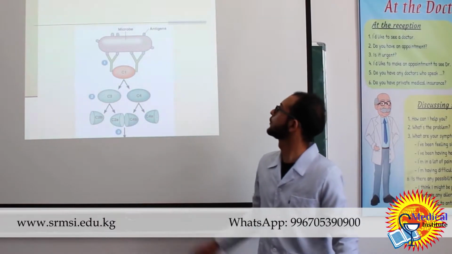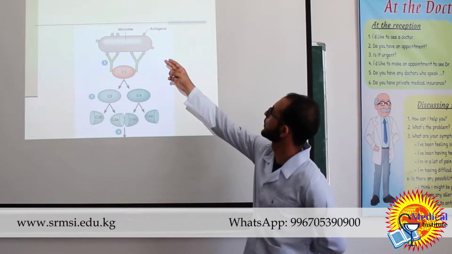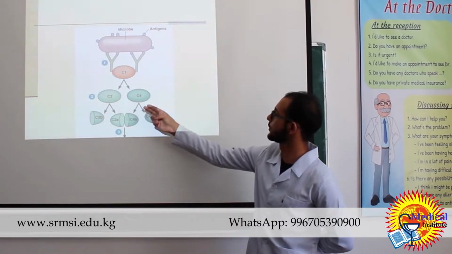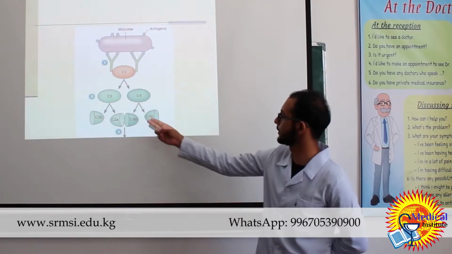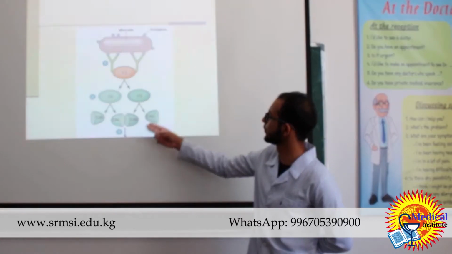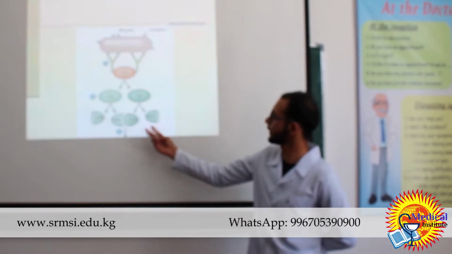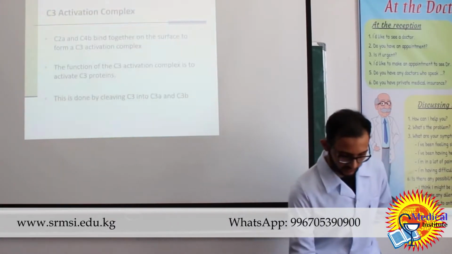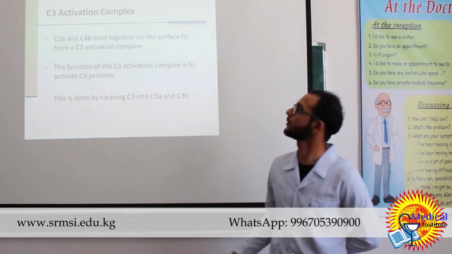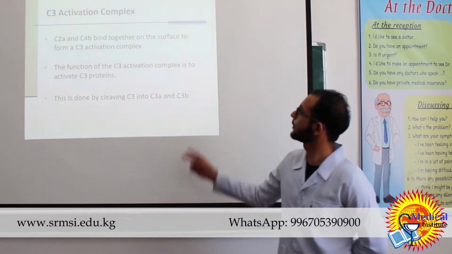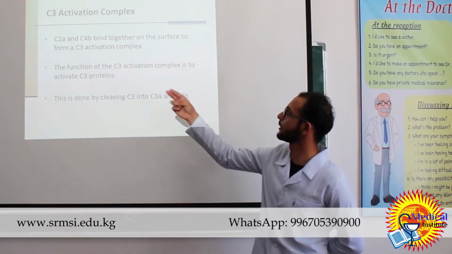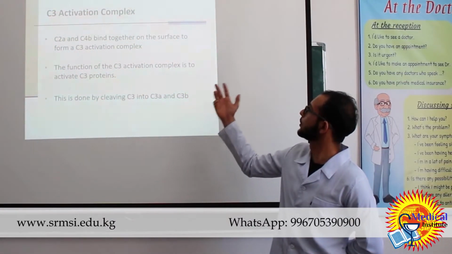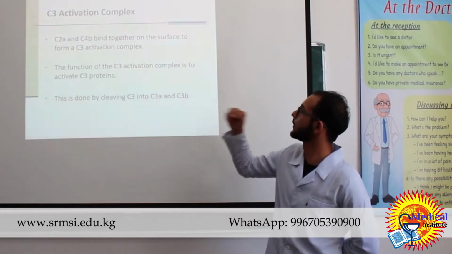Here is a diagram which shows that when the antigens are present on the microbe and the C1 complex binds, it further cleaves C2 and C4, which divide into C2a, C2b, C4a and C4b. Here the C2a and C4b combine to form a complex which is named the C3 activation complex. So it is formed on the surface.